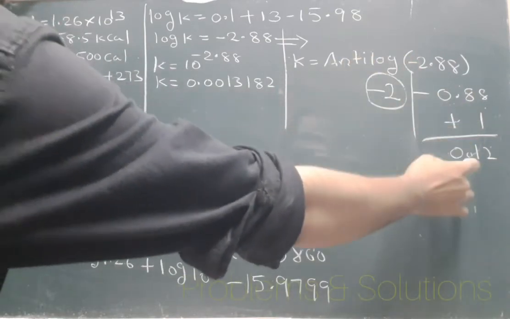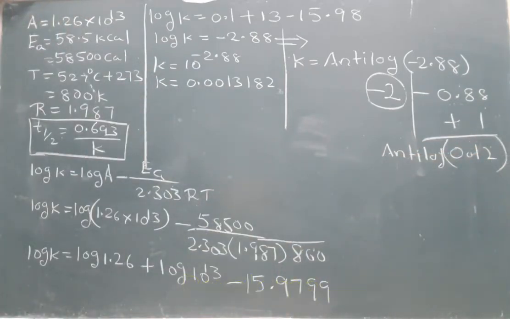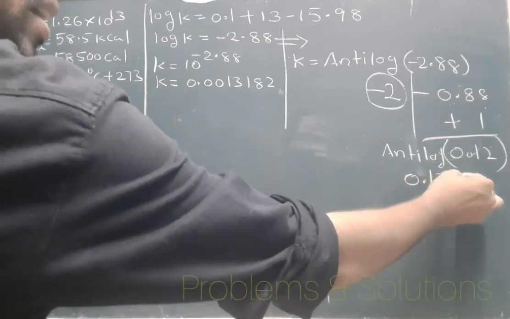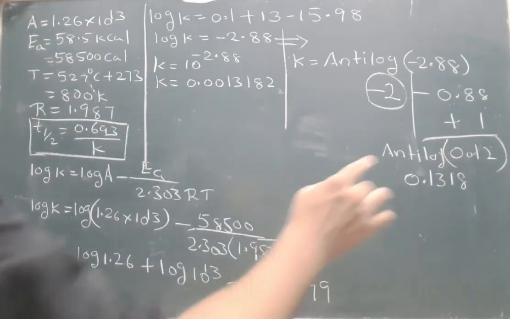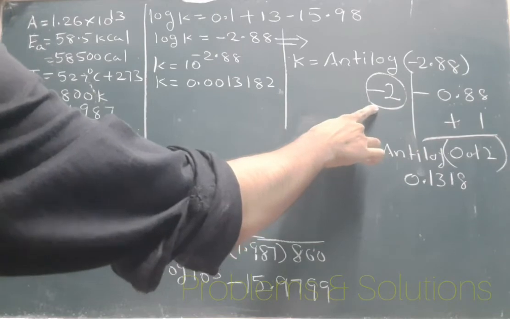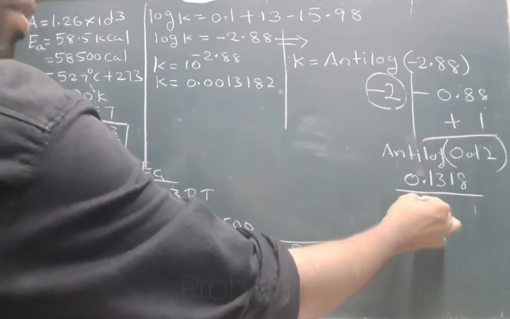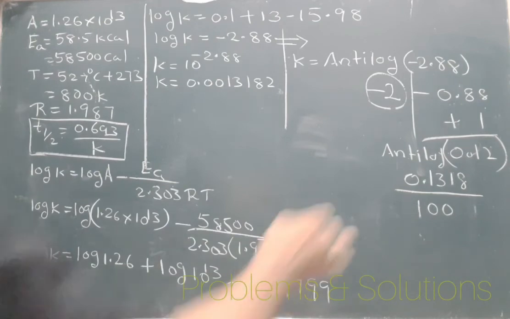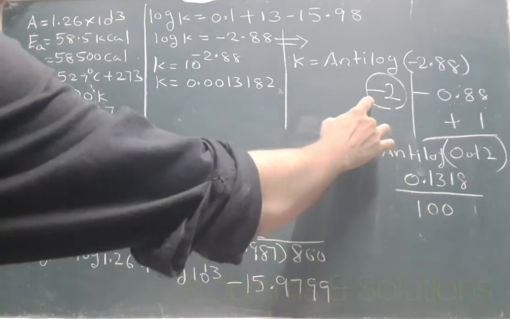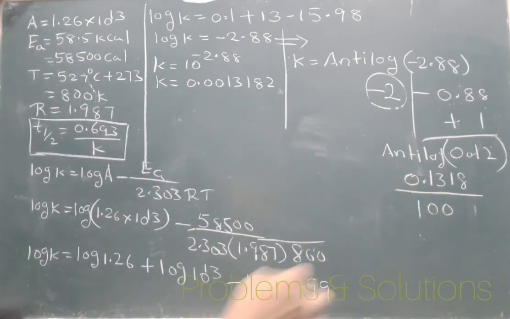We can find the anti-log for this number. Anti-log of 0.12, according to the table, its value is 0.1318. But we have to find the value for -2.88, so we have to consider this one now. Here it is -2, right? So we have to divide the number by a one with two zeros, that is 100. If you have -3, then you have to divide it by three zeros, that is 1000. If you have -4 here, then you have to divide this one by 10,000. Right? So this is the value of k.